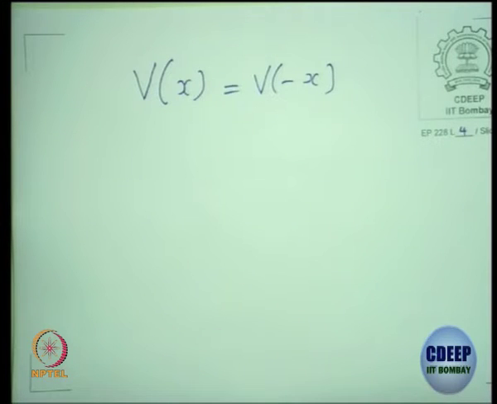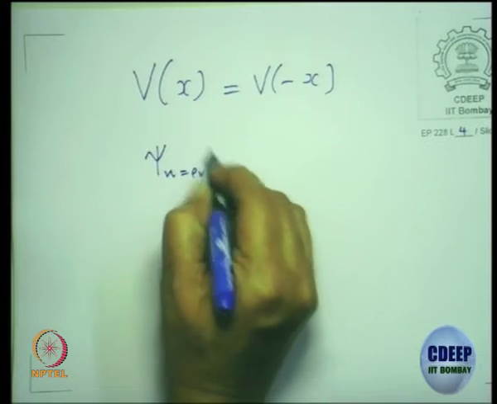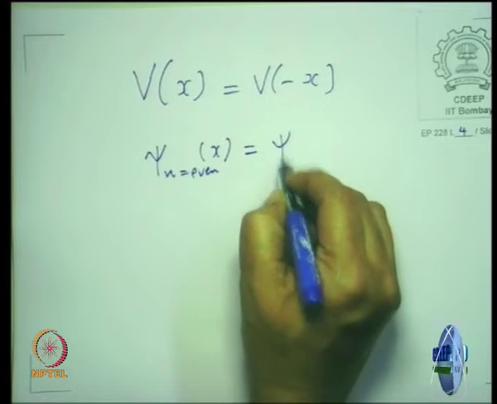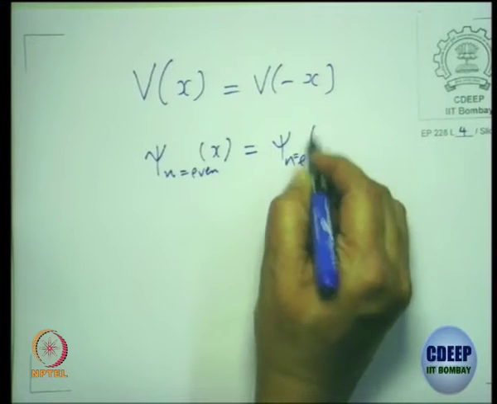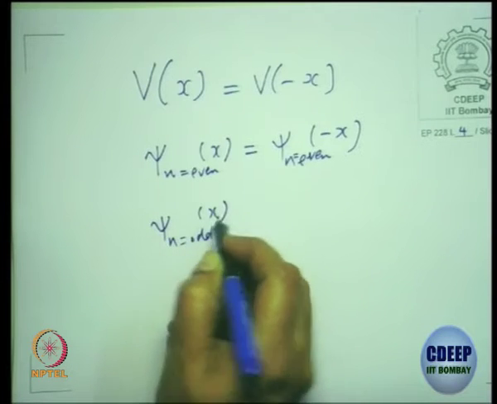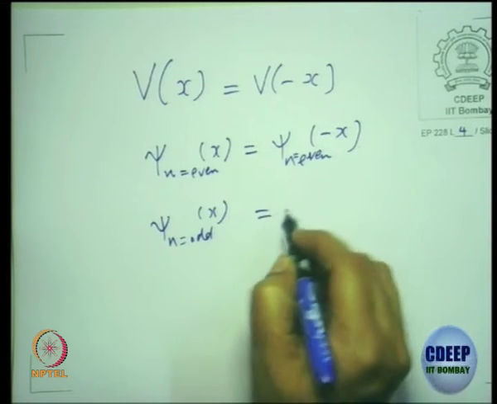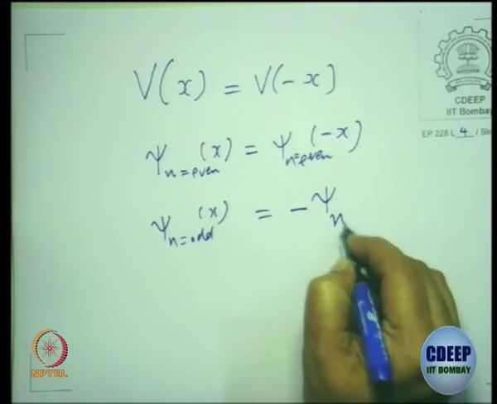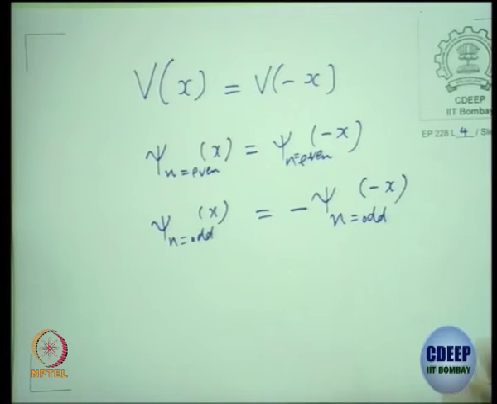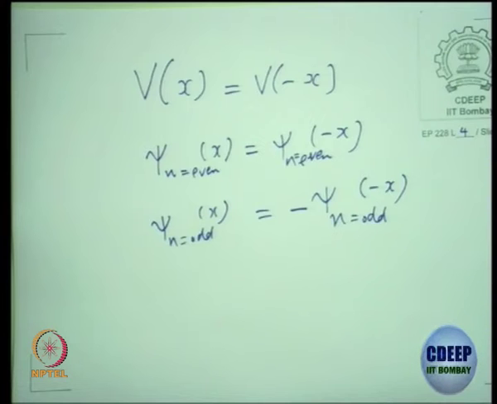Okay, and we see that psi n equal to even of x is psi n equal to even of minus x, and psi n equal to odd of x, which will be in odd powers, right? That will be minus psi odd of minus x. What are these functions called? You have studied this property. These properties are called even functions and odd functions, right?